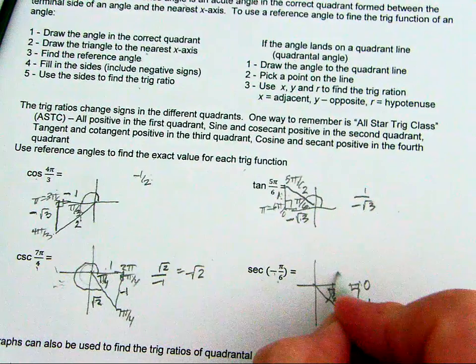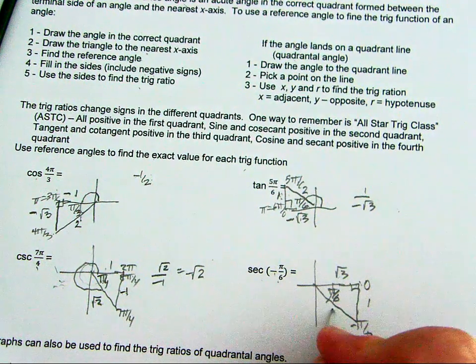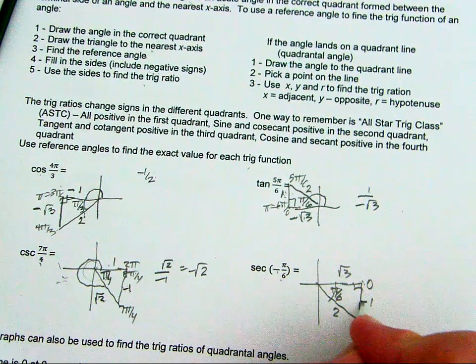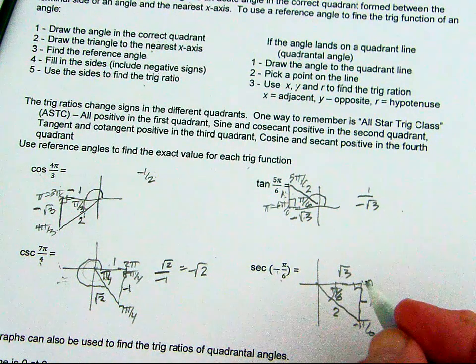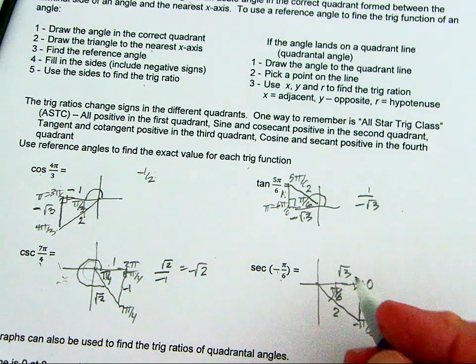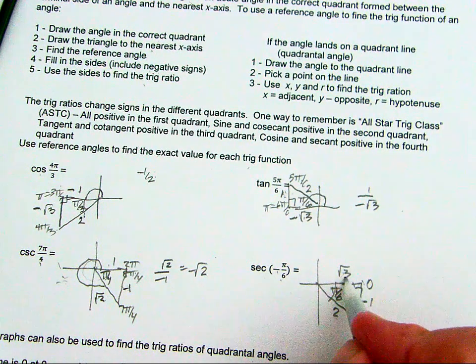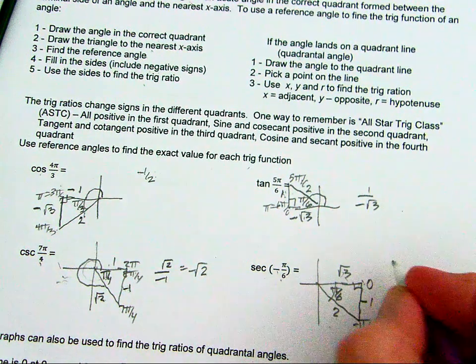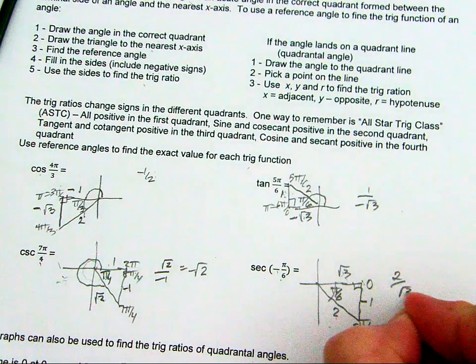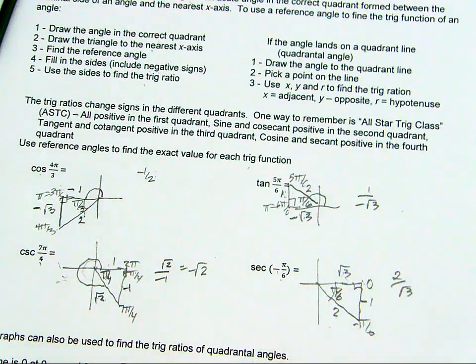Again, opposite pi over 6 is always 1. The adjacent is radical 3. Hypotenuse is 2. Since this was down, it's negative. Now we're doing secant. Secant is the reciprocal of cosine. Well, the cosine would be adjacent over hypotenuse, or radical 3 over 2. So secant is 2 over radical 3. So that's how you use the unit circle on those types.